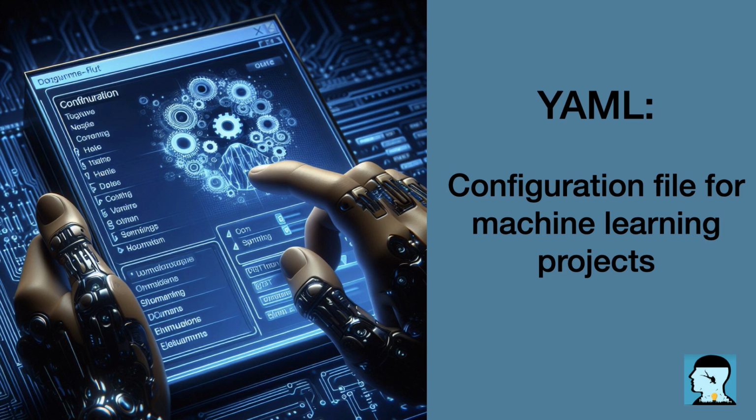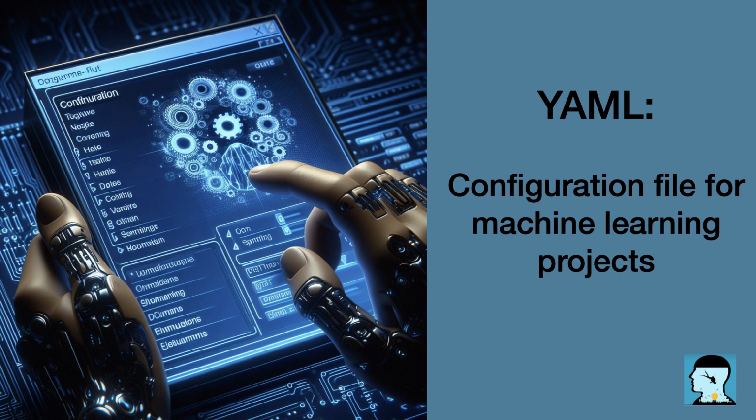A configuration file is a text file that contains a list of settings and options that control the behavior of a program or system. In machine learning projects, configuration files are used to specify the hyperparameters of the model, such as the learning rate, batch size, and number of epochs. These parameters can have a significant impact on the performance of the model, so it is important to be able to set them easily and reproducibly.